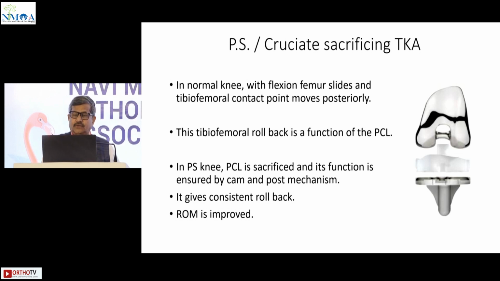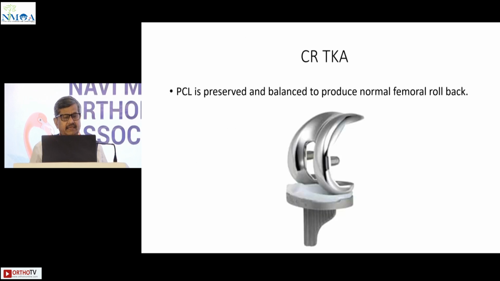In PS or cruciate substituting TKA, in a normal knee with flexion, the femur slides and the tibiofemoral contact point moves posteriorly. This tibiofemoral rollback is a function of the PCL. In the PS knee, the PCL is sacrificed and its function is ensured by a cam and post mechanism. It gives consistent rollback and the range of movement also improved. In CRTK, the PCL is preserved and balanced to produce normal femoral rollback.